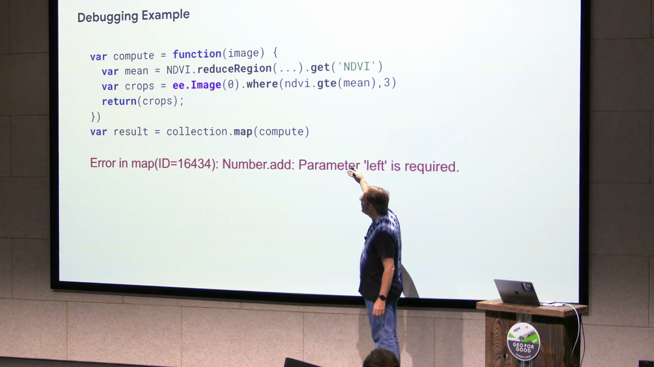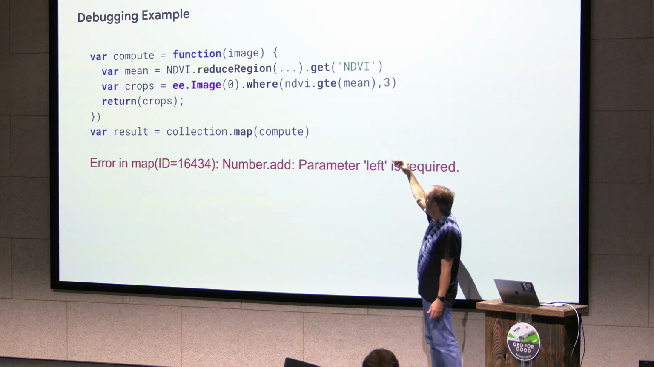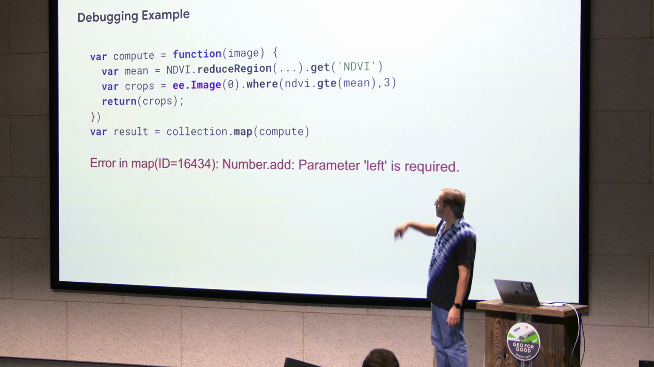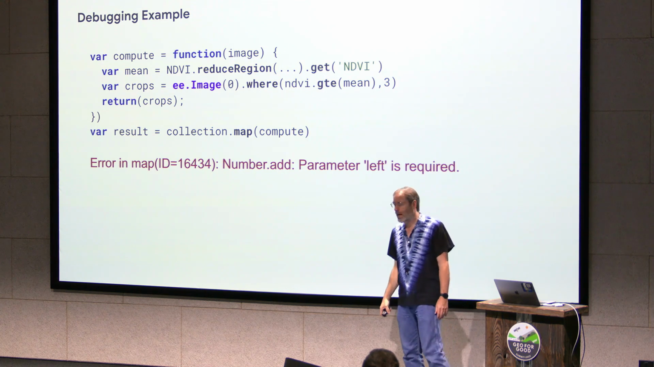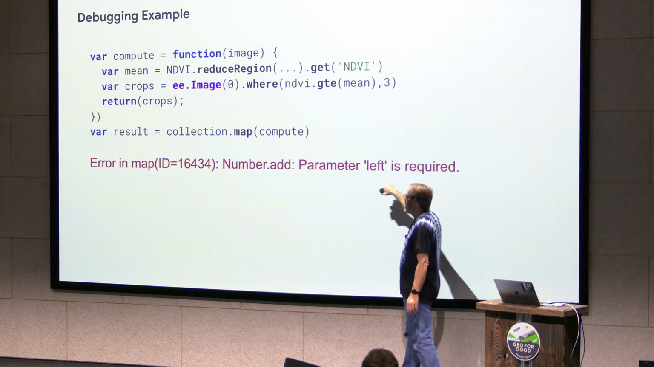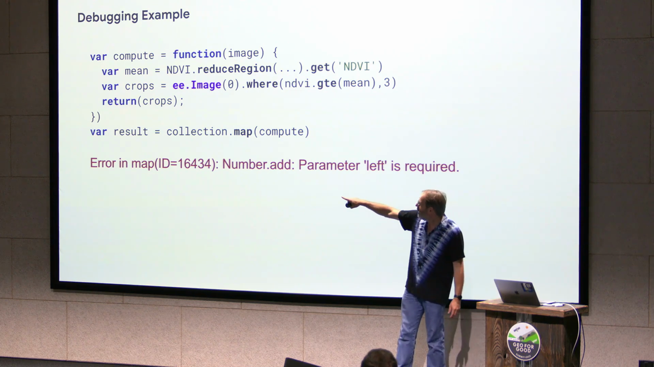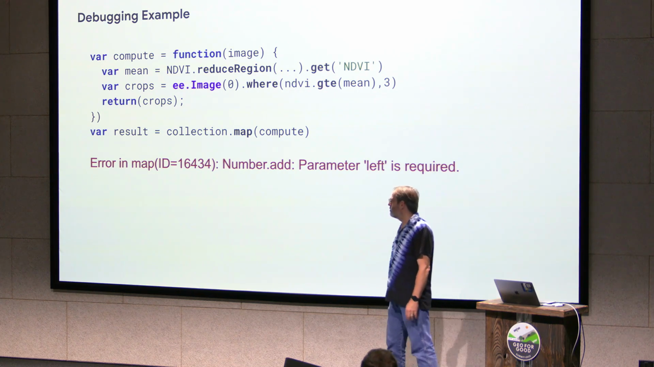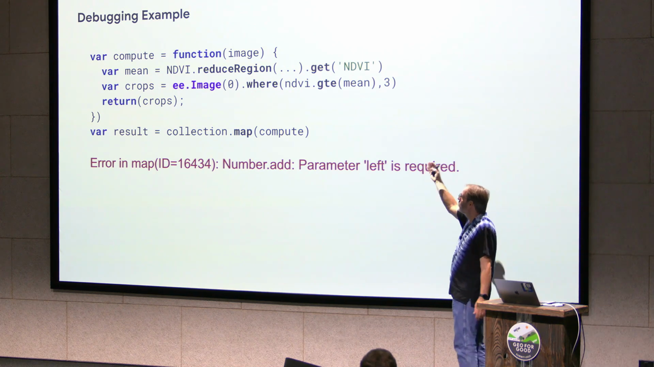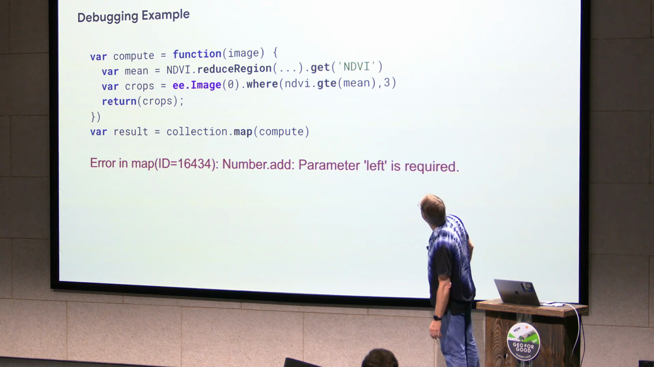In this case, we're doing some kind of reduced region, getting the value out of the reduced region, like an NDVI value, and then doing some kind of band math with that value. It is not uncommon that you'll run this kind of thing, and you'll get a message that looks like this. As it was processing ID number 16434, something happened, and the add stopped working. Is there an add in there anymore? There's not even an add in there.